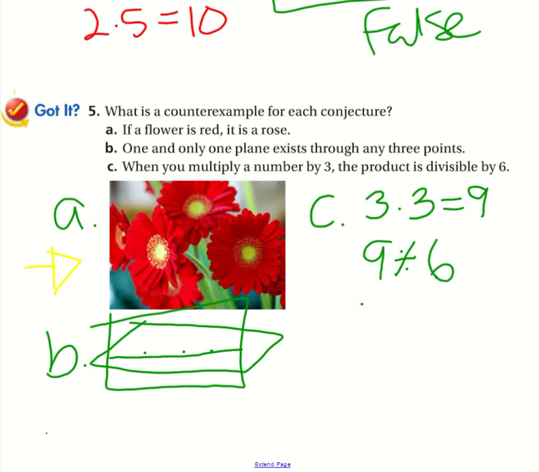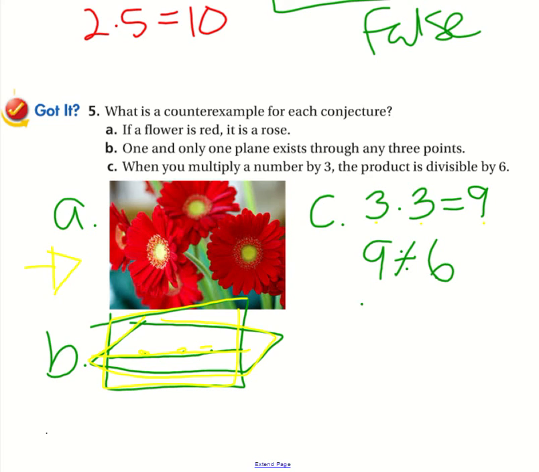My next drawing, let me see if I can try and explain this a little bit. I have 3 points, 1, 2, 3, and if they form a line, then there are an infinite number of planes that can go through them. Like here's a vertical plane that goes through them, here's a horizontal one that goes through them, and there's even more. And then, when you multiply a number by 3, the product is divisible by 6. Well, 3 times 3 is 9, and 9 is not evenly divisible by 6. So there we have 3 counterexamples for all 3 of those conjectures.